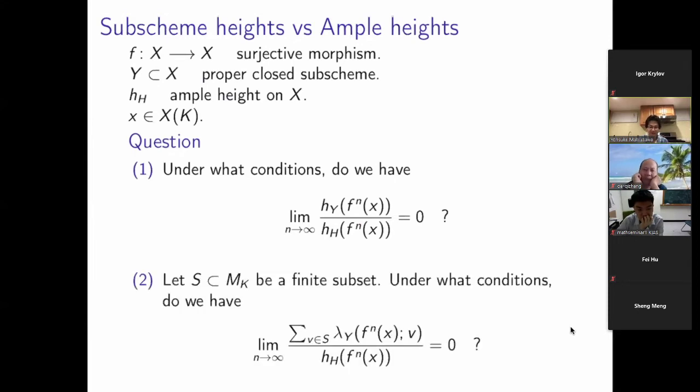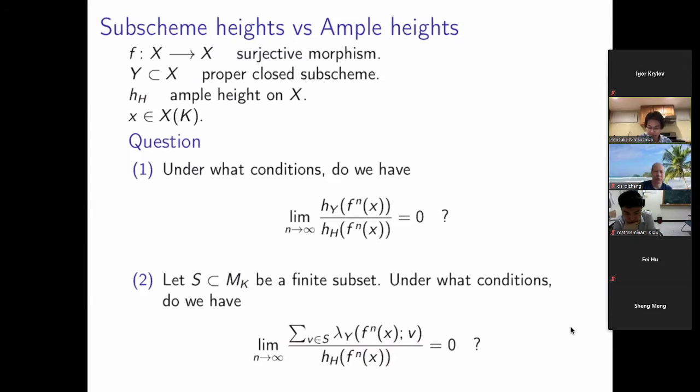And the second question is, let's consider a finite collection of absolute values. So the question is, consider the ratio of the sum of local height functions over some finite collection of absolute values divided by the ample height function, and under what condition does this ratio go to 0 as n goes to infinity.